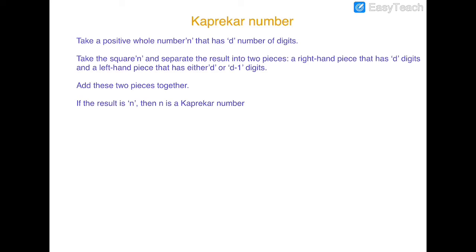For example, if I take the number 9, what is 9 squared? 9 squared is 81. So I am separating these two digits like 8 plus 1. I am getting the same number 9. So this is called a Capricorn number.